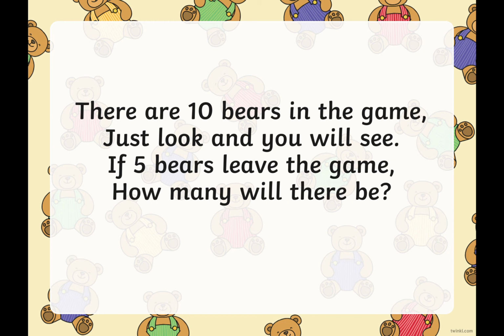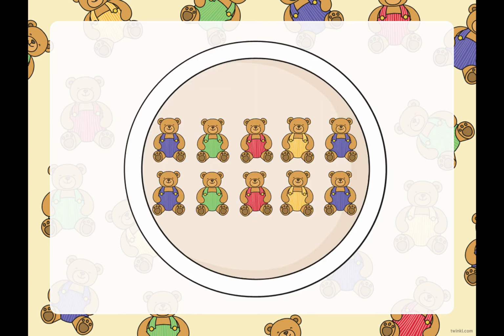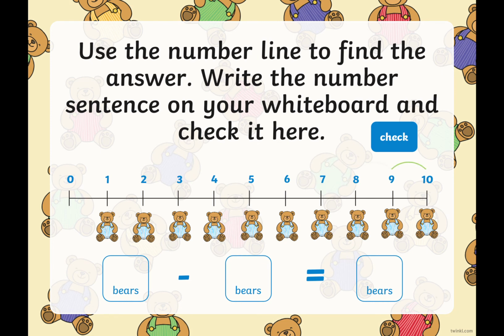So you've got 10 and then 5 go away. There are 5 taken away. How many are left? Okay, we'll see if you're right. What would your number sentence say for this? There are 10 bears in the game and 5 bears are taken away. Let's have a look. Here's our number sentence here.